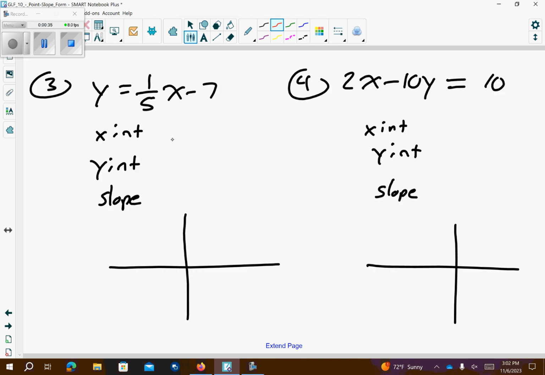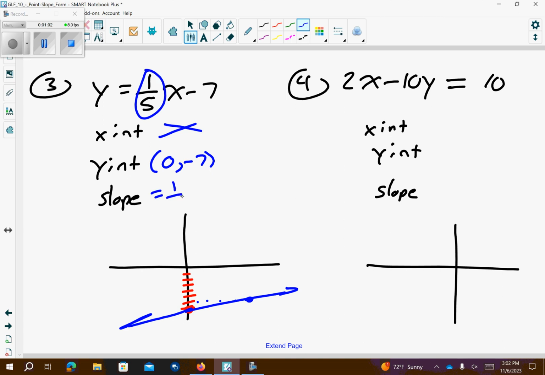Okay, so let's go ahead and graph this first. I get -7, 2, 3, 4, 5, 6, -7 is down here. Then I have a slope of up 1, right 5. So the x-intercept, let's not worry about finding it. It does exist. It's way, way far out here. The y-intercept is going to be (0, -7). And the slope is right here. It's already given to us, so it's 1 over 5.